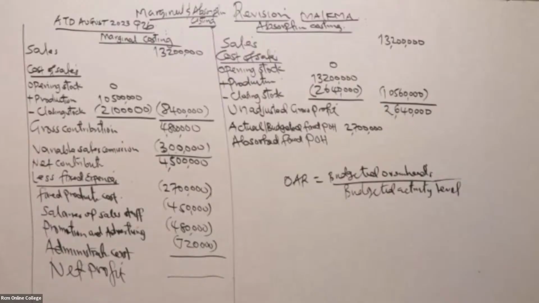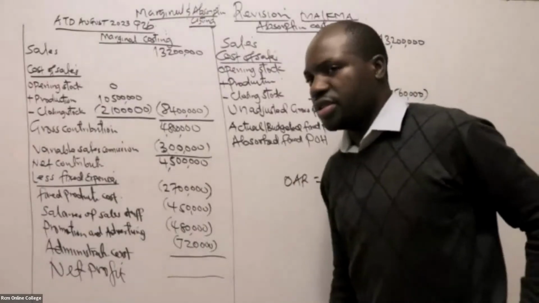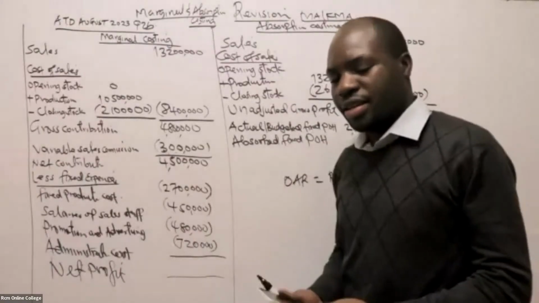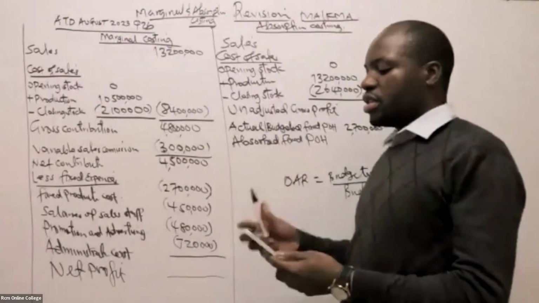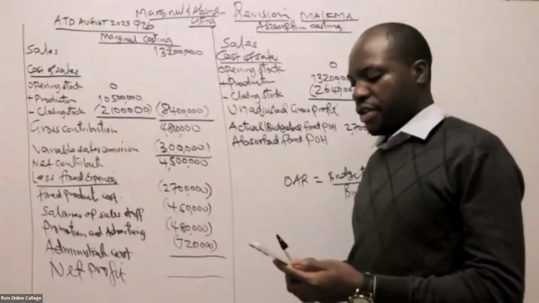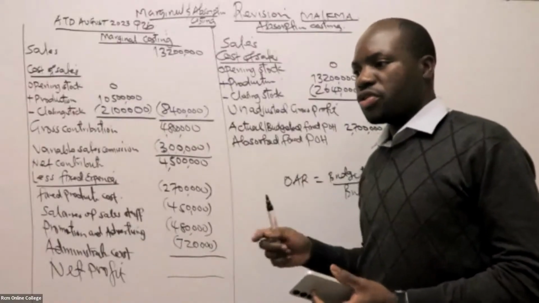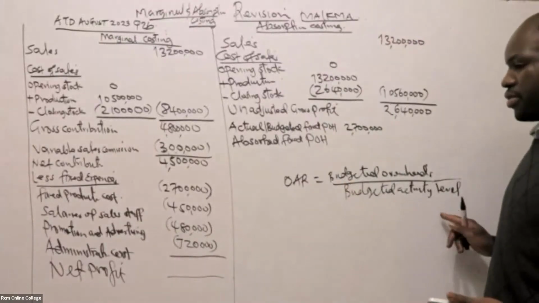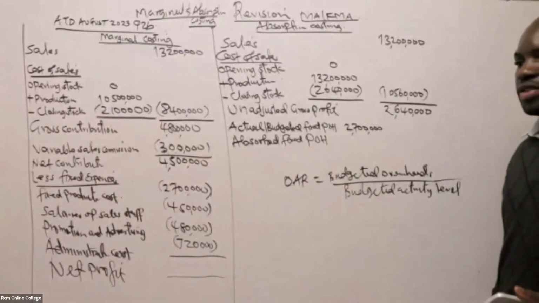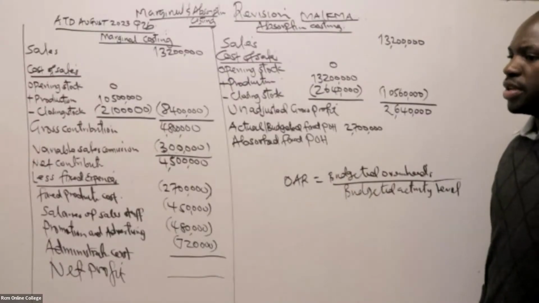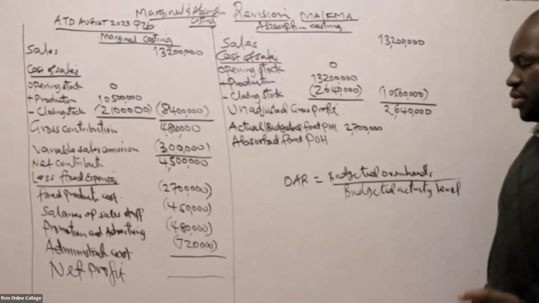Good. Now, how is this fixed production overheads being absorbed? Is it being absorbed based on the number of units or based on machine hours or labor hours? What is the cost driver for the fixed production overheads? What is the activity level? It is the number of units produced.